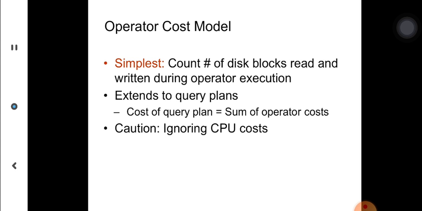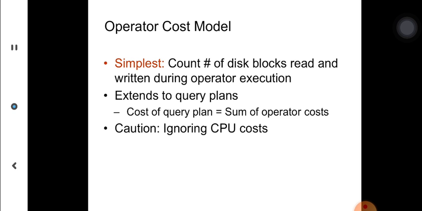So talking about the cost model. Cost model, first of all, is a very important concept. What we mean by cost model is cost in terms of time. How? You are counting the number of disk blocks that you read and write during operation execution. That is the simplest way you can describe a cost model. Now, extending to the query plan, the cost of a query plan is the sum of all the operator costs. That means for each operation you have a certain number of disk reads and writes, and each disk read or write needs a certain operational time. All together, that is the cost model.